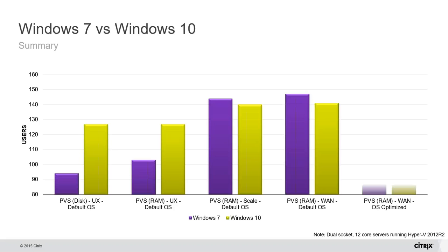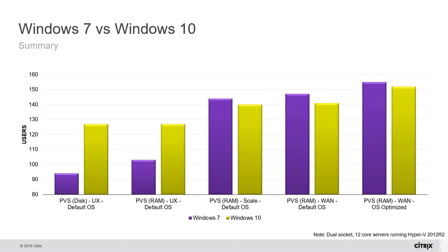And again, you go to the WAN policy and the optimized OS policy, and again, Windows 7 starts edging out Windows 10 by a little bit. But we're talking about 5%, maybe 10% greater density with Windows 7 compared to Windows 10. And that's only if you go down with a scale policy, when you're ignoring the user experience. But when you're looking at the user experience, Windows 10 does significantly better than Windows 7.